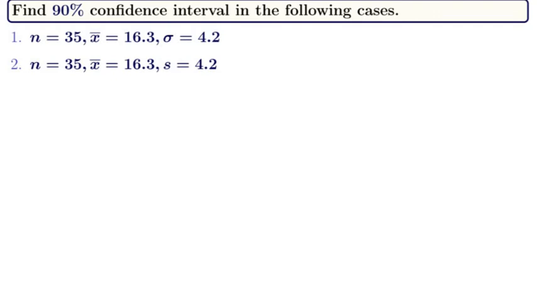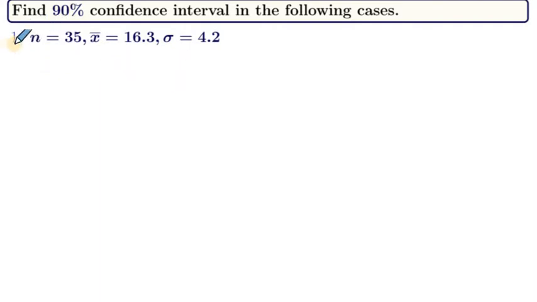In this video, I'm going to show you how to find confidence interval using calculator and Excel for this given data. So if you look at the very first problem here, we are given population standard deviation sigma. So in this case, we will use Z distribution. And if you look at the second problem here, we are given sample standard deviation S. So we will use T distribution.